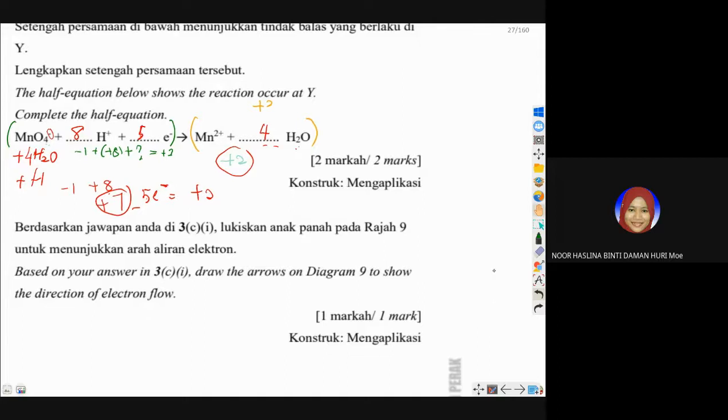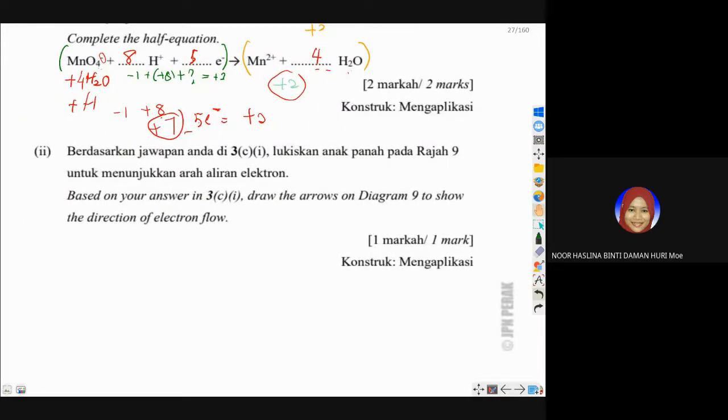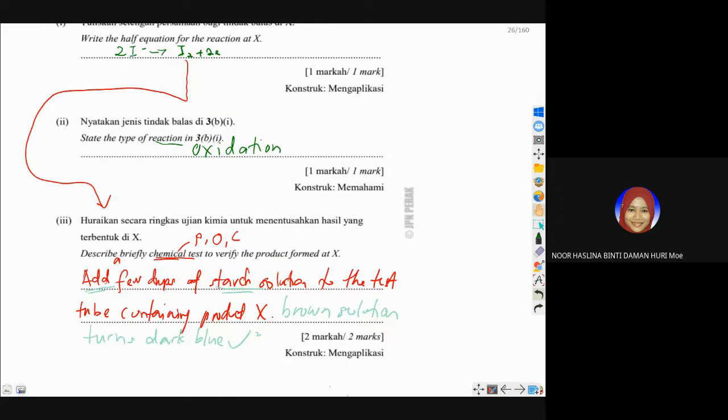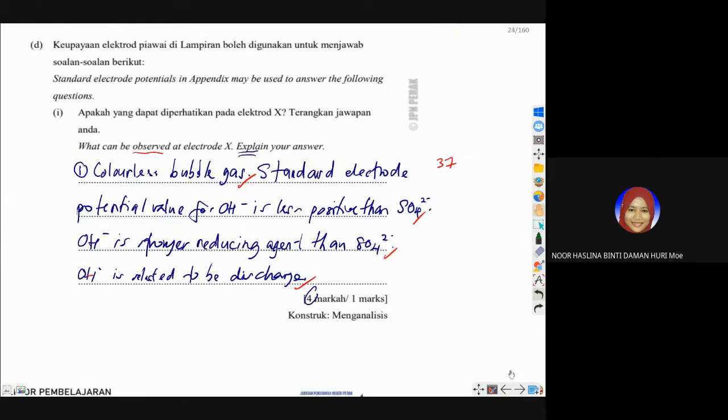Okay, oh dah habis masa ya. So last kali nanti number 3. Okay, based on your answer in 3C1, draw the arrow on diagram 9 to show the direction of electron flow. So you tengok kat sini. Manganate, electron is received. So, iodine tadi, okay, tengok iodide, release electron. So, electron flow from X to Y. Okay, nampak? This one dia release electron. Okay, this one dia receive electron. So, electron is from X to Y.